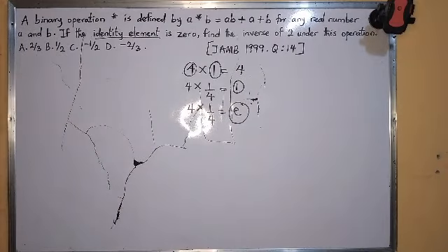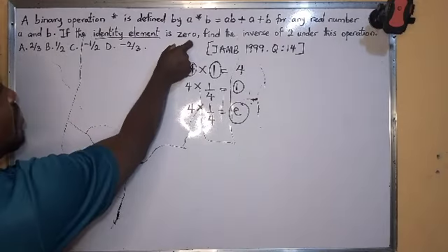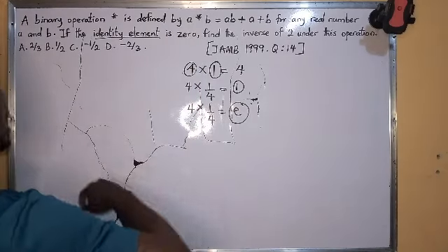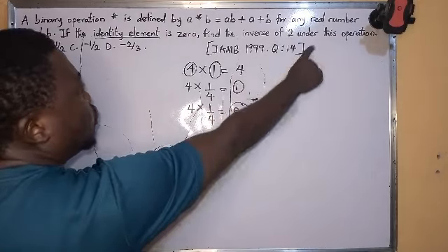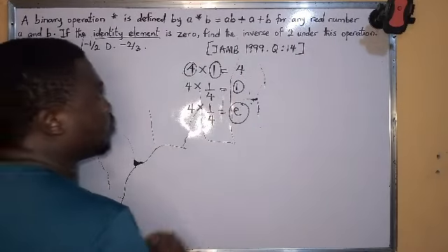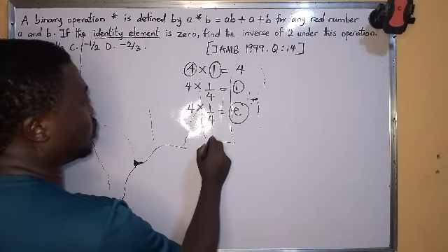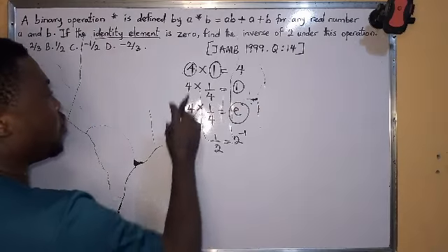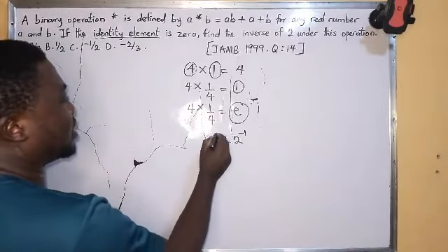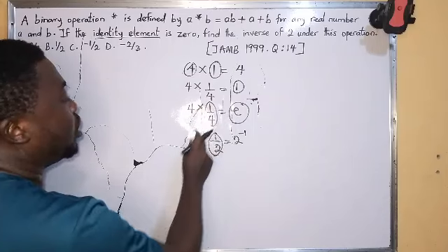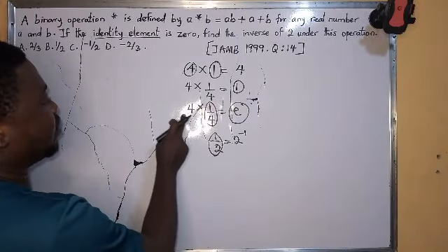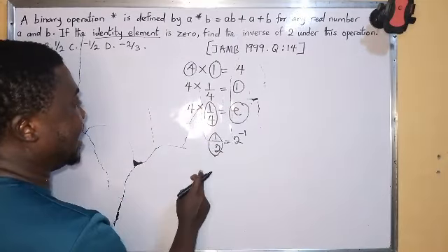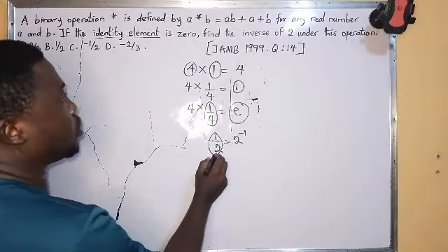Now we were told that the value of the identity element here is 0, and we were told to find the inverse of 2. The inverse of 2 is 1 over 2, which you can also represent by 2 raised to power minus 1. Just like 1 over 4 is the inverse of 4, we multiply the inverse by the number to get the identity element.